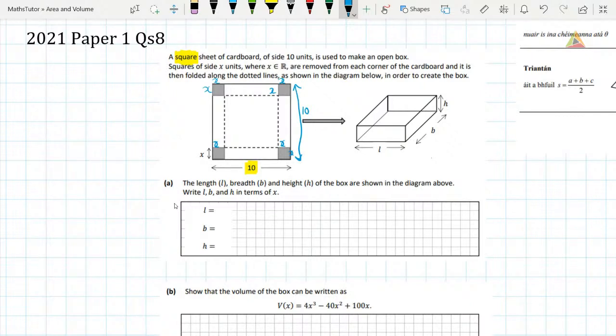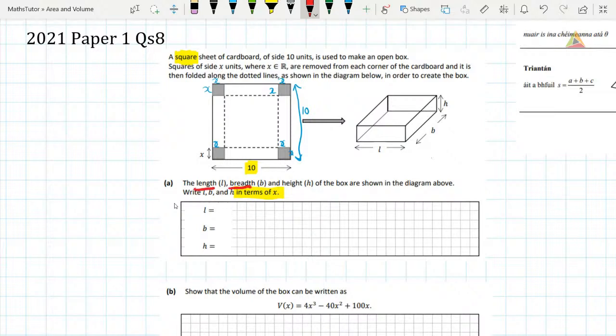So the first part of this question asks us to write the length, the breadth, and the height of the box shown in the diagram above. So write these in terms of x. So a couple of things to point out in this. In terms of x means that we'll always have x's in our answers. So when we see something is going to be in terms of x, it'll have to have x's in our answers.